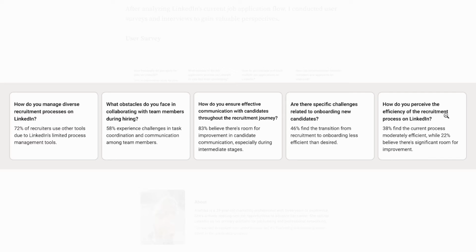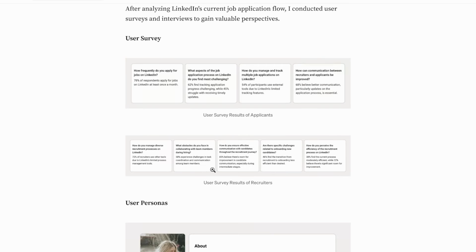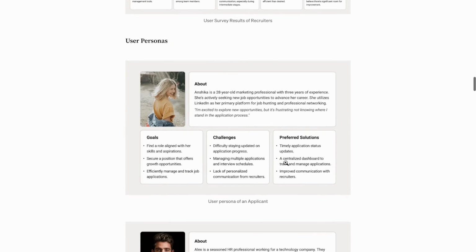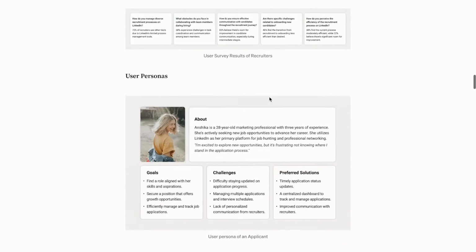How do you perceive the efficiency of the recruitment process on LinkedIn? 38% find it moderately efficient, while 22% believe there is significant room for improvement. Again, all of this is validating the existence of the problem statement. It's not telling me more about the problem statement. All right, so this makes absolutely no sense. Now let's come to user personas. The story is already getting a lot disconnected. So let's come to user personas.